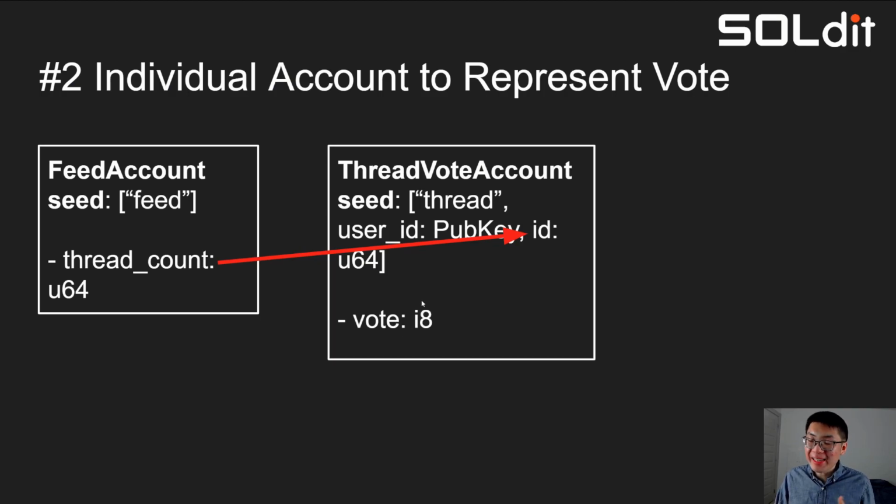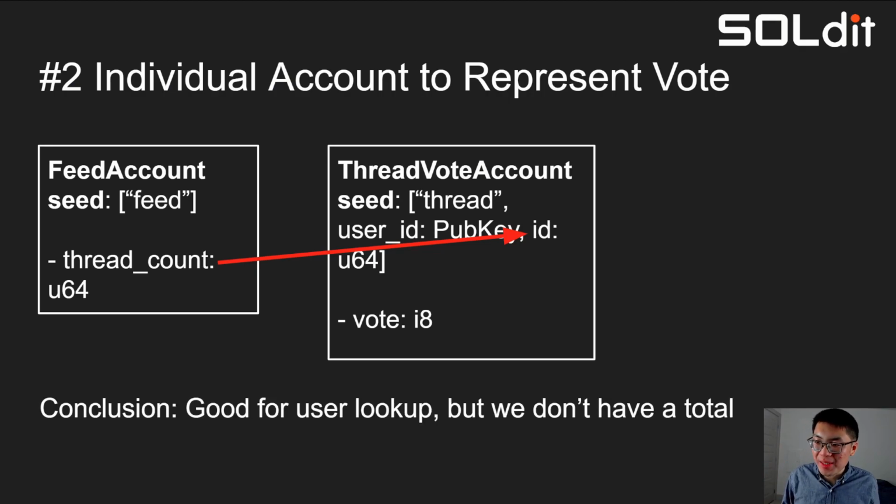That's an I8. Technically, if you want to be space efficient, we really only needed it to be like an I1, just a 1 bit. It's your 0 or 1. Unfortunately, in Rust, I8 is the smallest we can get. So conclusion, it's good for user lookup, because now I can easily check to see if I upvoted this specific thread by giving my pub key and then the ID of the thread itself.